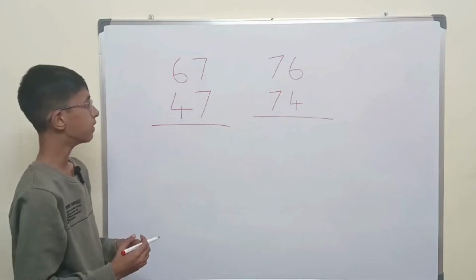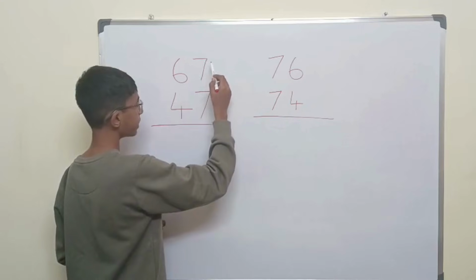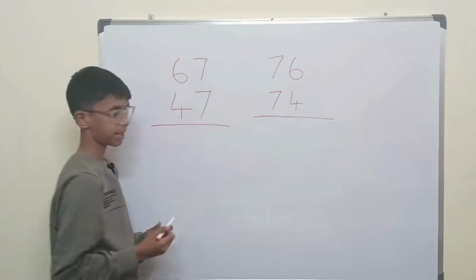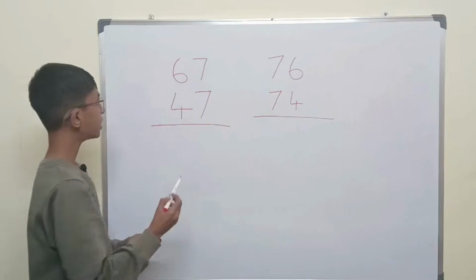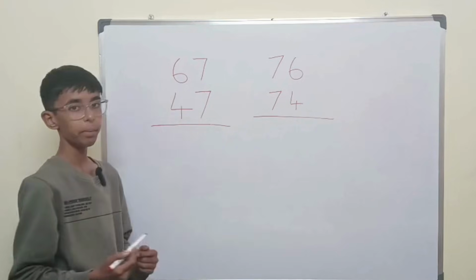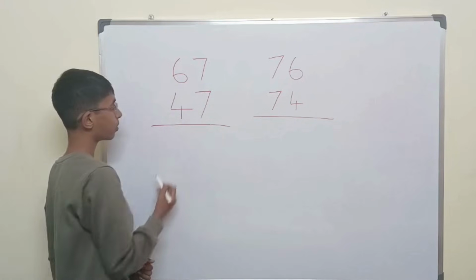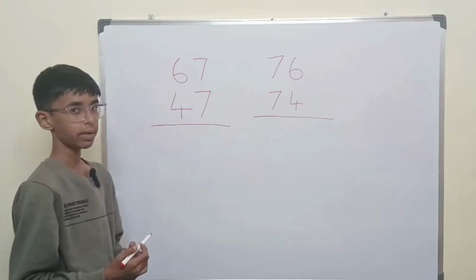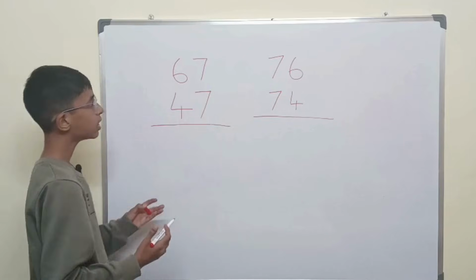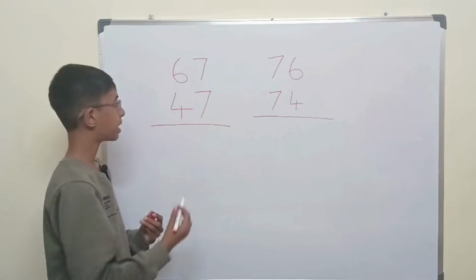Here if you observe, the digits in the ones place are the same, that is 7, and the digits in the tens place sum up to 10, that is 6 plus 4, which is equal to 10. In this kind of situation, you can directly multiply the numbers.